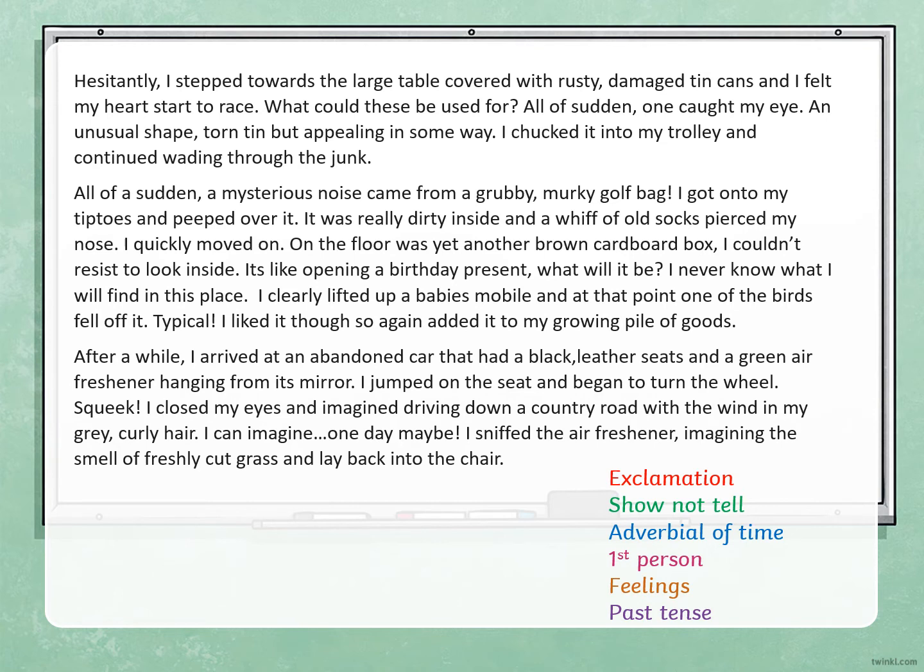Again, I want you to have a look now. Where can you find exclamation? Where can you find somewhere where it's showing you, so describing how the lady is feeling and not necessarily telling you? Where there's time adverbial, where I've written first person, and there might be feelings and past tense. I'm going to give you a couple of seconds on there to have a think, and then I will reveal.